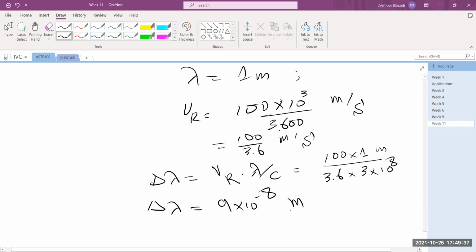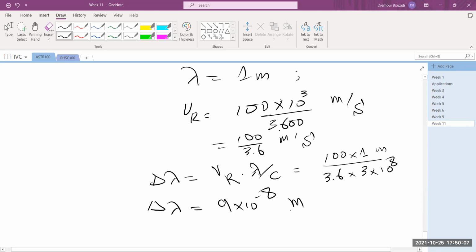This is a curiosity of mine. I'm trying to figure out something here. They must be using a much longer wavelength than 1 meter. They must be using a longer wavelength than what I was thinking, because this delta lambda is a very small number.